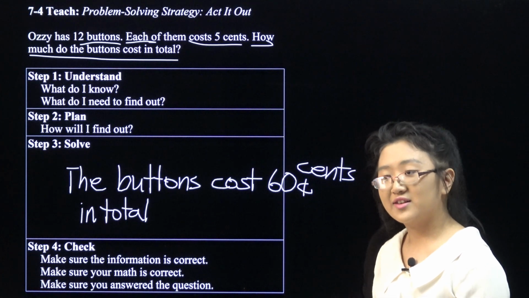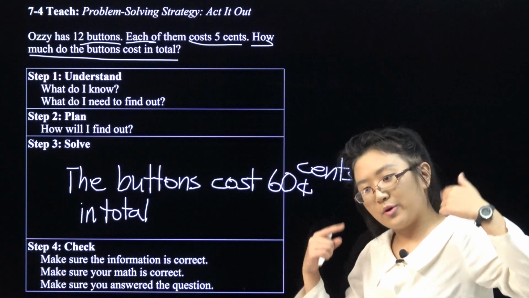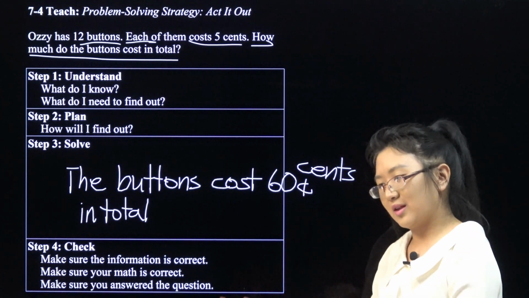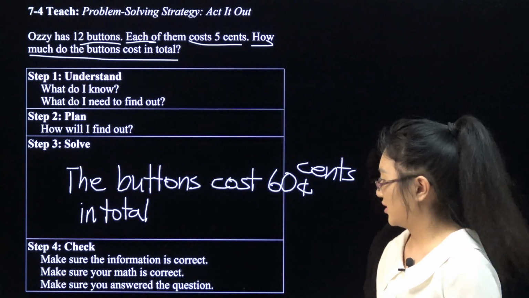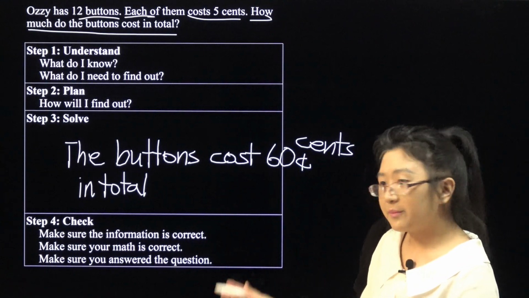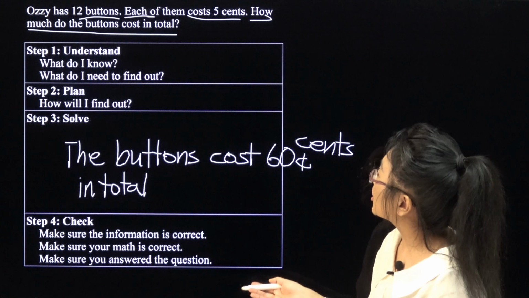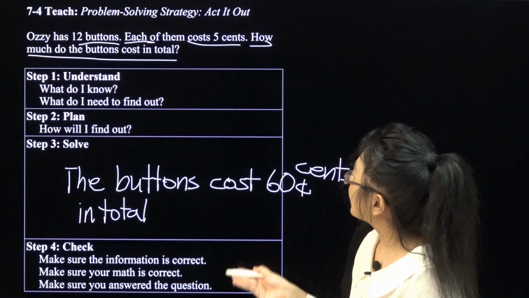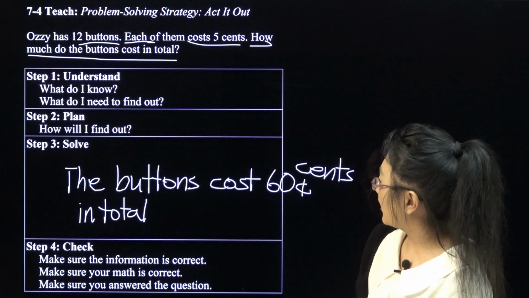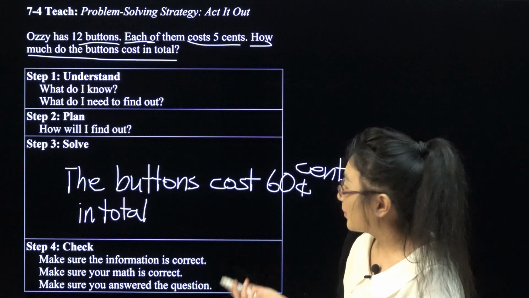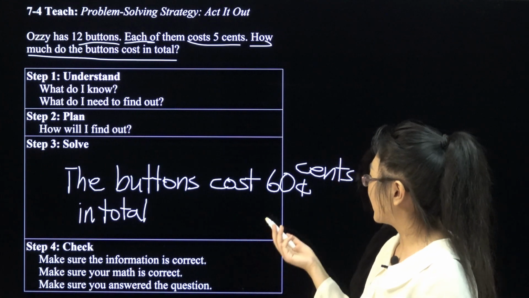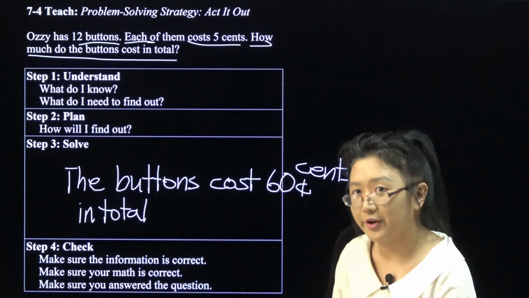Counting is math, except it isn't what most people traditionally think of as math, because when they think math, they think calculations. Now the last step is to make sure that you answered the question. How much do the buttons cost in total is the question. And did we answer it? Yes, because our answer is the buttons cost 60 cents in total.